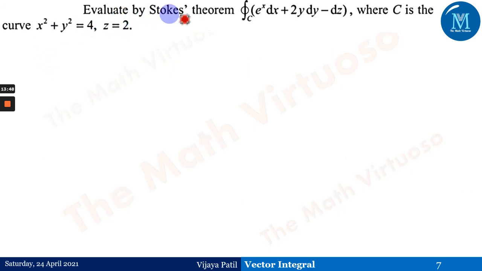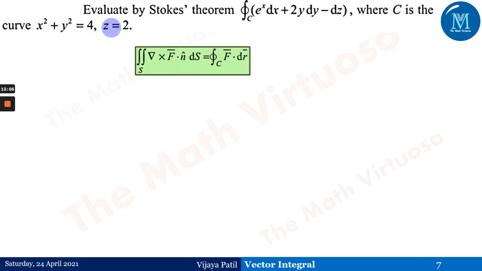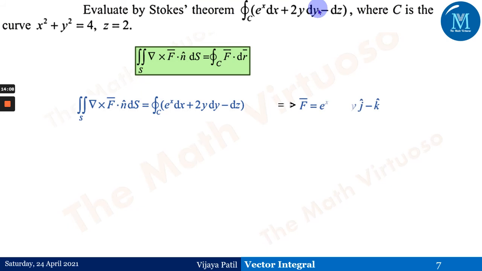The next question is evaluate the Stokes theorem for the integral over the curve C, and this is the function where C is the curve. Right now, for this particular question, this is the Stokes theorem. Because it's a line integral, e to the power x dx plus 2y dy minus dz. If we separate it out, we know that this integral is nothing but over the closed curve C, f bar dot dr bar. Dr bar is nothing but dx i plus dy j plus dz k, and this is f bar.